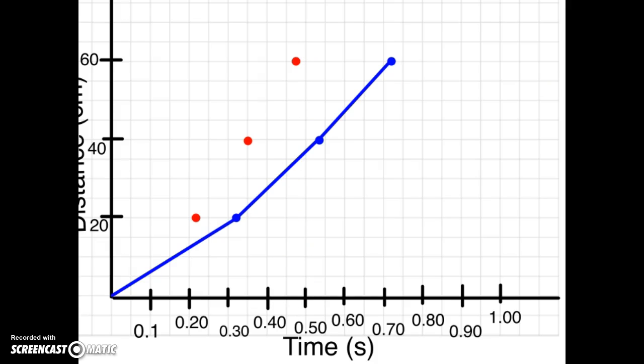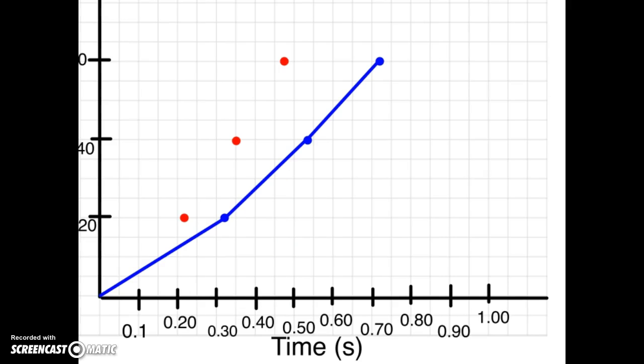With my different color, I'm going to connect my lines now. And I can see that because this is not a straight line, that my car did accelerate and it went faster than this one because it got to the same distance but in less time.